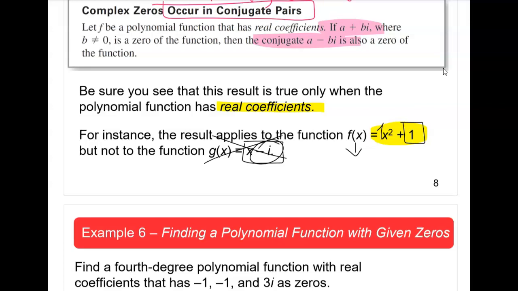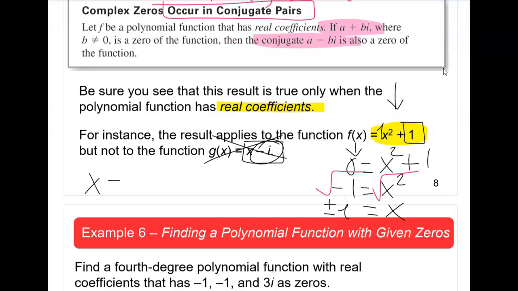function like that. But for this one here, we could find the zeros, x squared plus 1, so we'll have -1 is equal to x squared. We take the square root on both sides, and then we will get x is equal to plus minus i, meaning that x will be 0 plus i, and x could also be 0 minus i. So those two are complex conjugates.